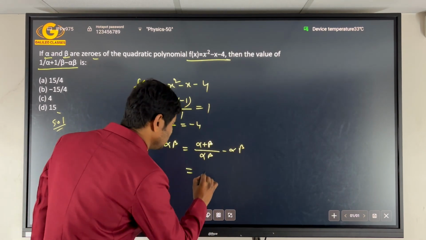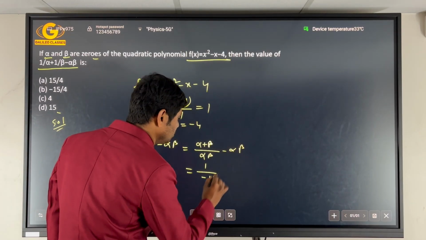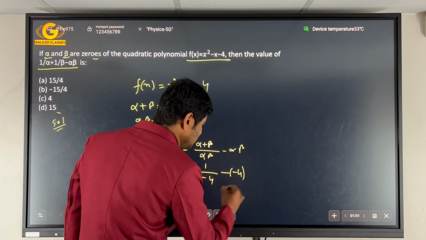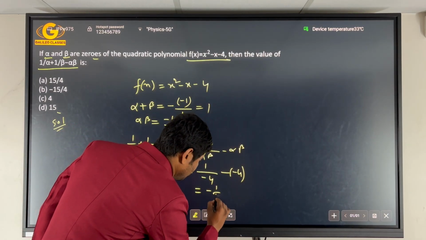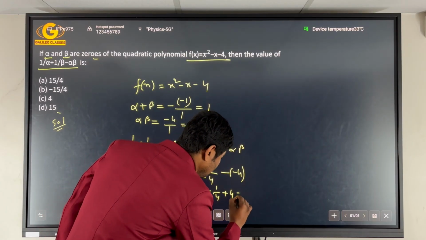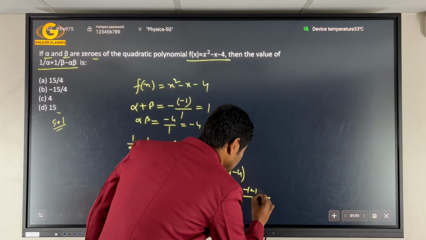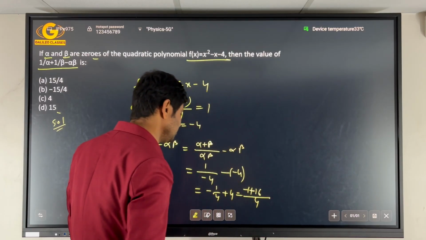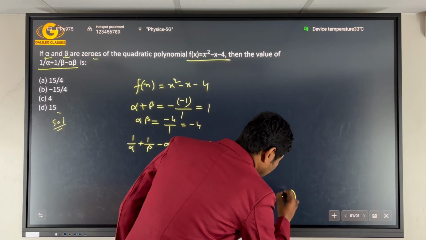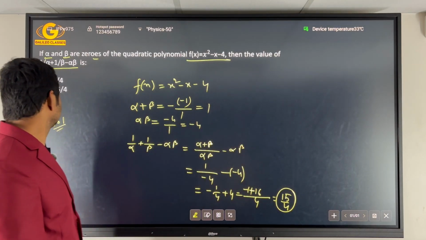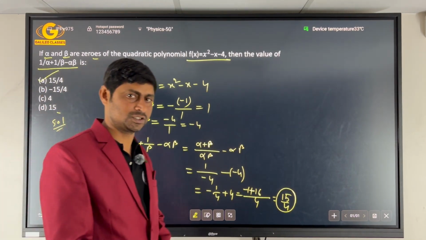Alpha plus beta is equal to 1, and alpha into beta is minus 4, so minus of minus 4. Then it will be minus 1 by 4 plus 4; hence 4 will be the LCM, minus 1 plus 16, is equal to 15 by 4. This is the right answer. Therefore 15 by 4, option A is the correct answer.